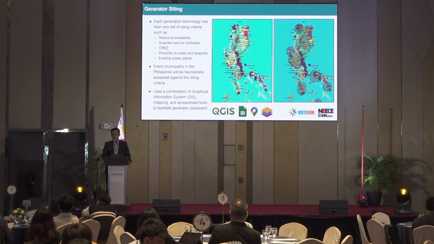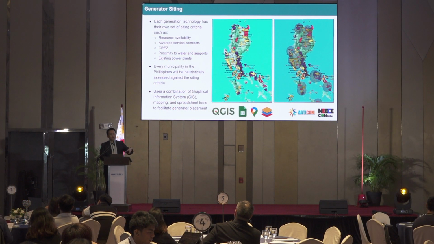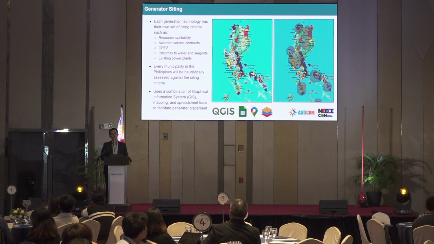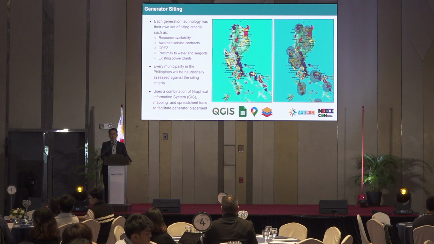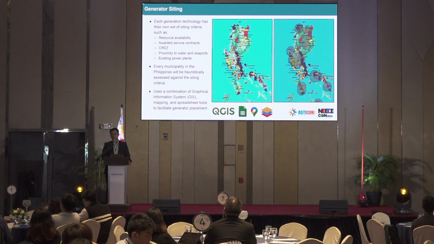Okay? So once we have that number, how many units do we site? How many solar units do we site? How many battery storage units do we site? We need to look at generator siting. So each generation technology has its own set of what we call siting criteria. Okay? So for example, for RE, there's your resource potential, of course, where the wind blows best or where the sun shines best.